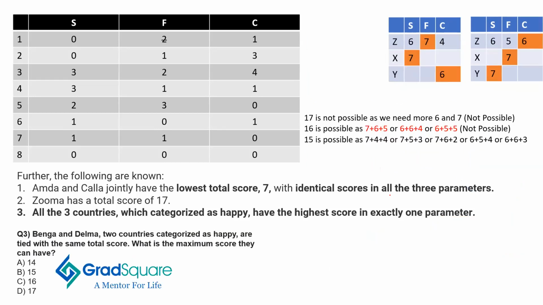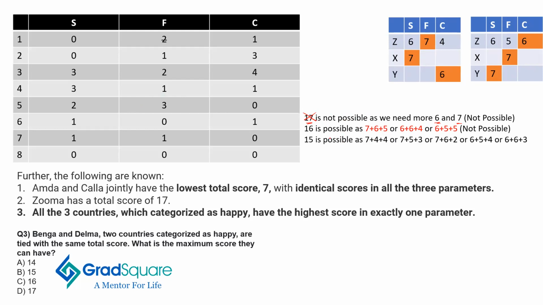Now let's look at the third one. We have Benga and Delma, 2 countries categorized as happy, tied with the same score. What is the maximum score they can have? Now, we know that these are the only 2 cases possible for Zuma, 6, 7, 4 and 6, 5, 6. Now, definitely 17 is not possible for both of them together, because you will need more 6s and more 7s, which is not there because you have already exhausted your 6s and 7 in these cases itself, right? So 17 is ruled out.